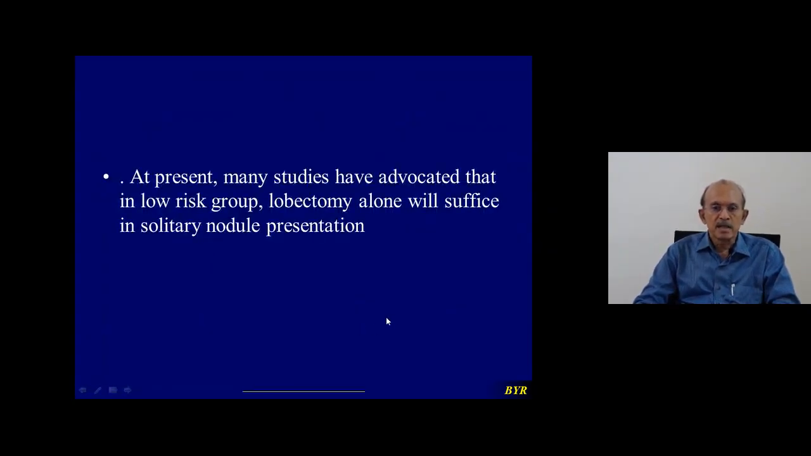At present, many studies have advocated that in low-risk group, I hope you know low-risk group, lobectomy alone will suffice in solitary nodule presentation. That means a lot of cases have been reviewed throughout the world, and it has been found that if the patient belongs to a low-risk group, if it presents as a solitary nodule, lobectomy itself is sufficient.